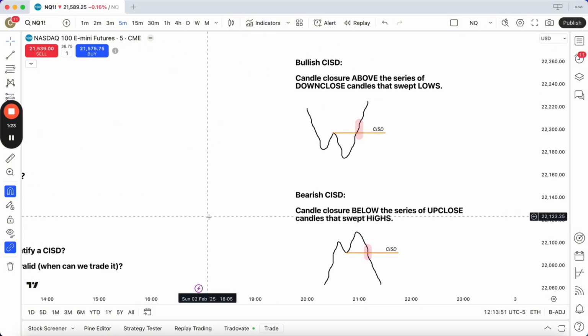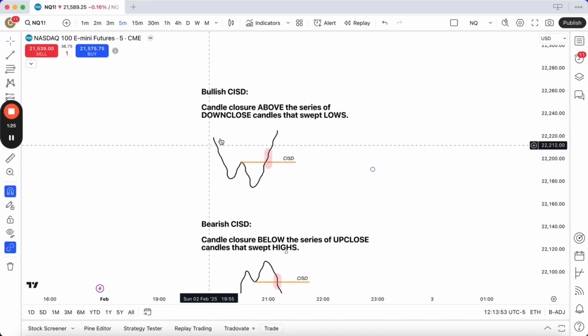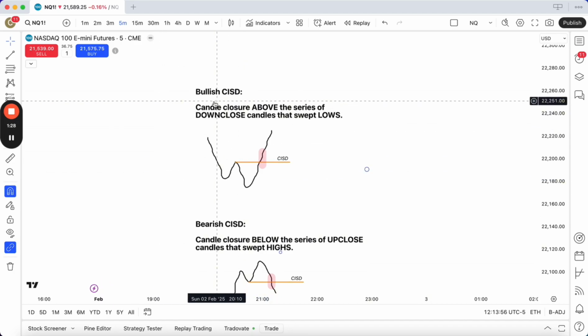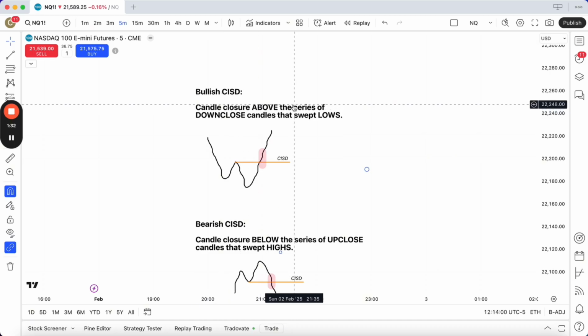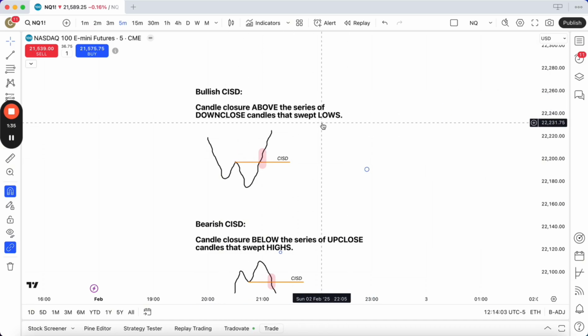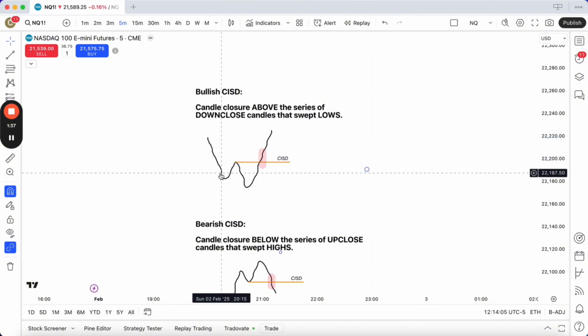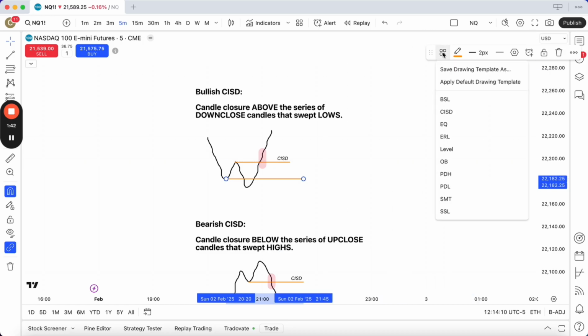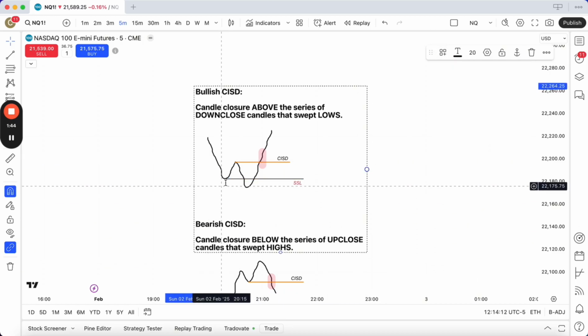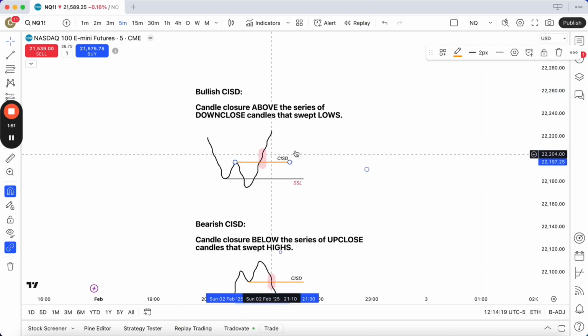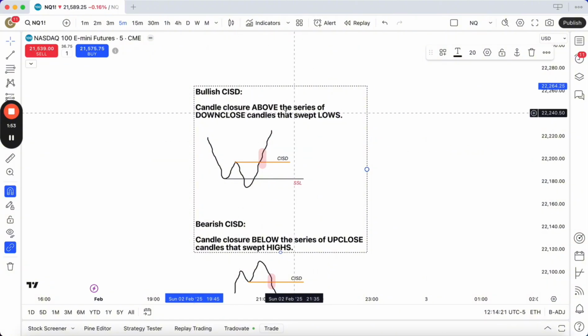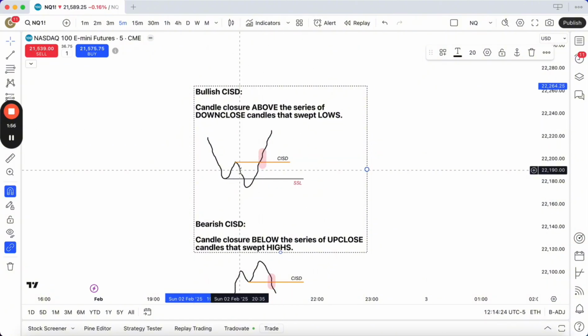So let me explain to you the two types of changes in states of deliveries. A bullish change in state of delivery is a candle closure above the series of down close candles that swept lows. As you can see right here, we made this low. This is our sell side liquidity. We come up, trade higher, and then we sweep that low, making a new low. This is our change in state of delivery level because it is above the series of down close candles that swept lows. These are all down close candles.